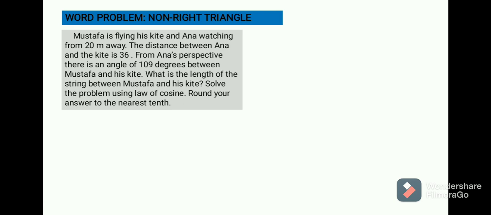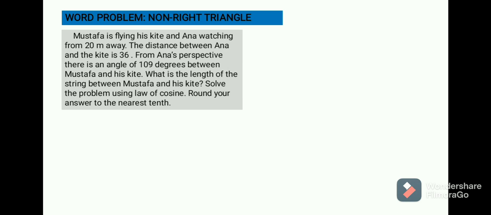So now let's proceed to non-right triangles. Mustafa is flying his kite and Anna is watching from 20 meters away. The distance between Anna and the kite is 36 meters. From Anna's perspective, there is an angle of 109 degrees between Mustafa and his kite. What is the length of the string between Mustafa and his kite? Solve the problem using the law of cosines. Round your answer to the nearest tenth.